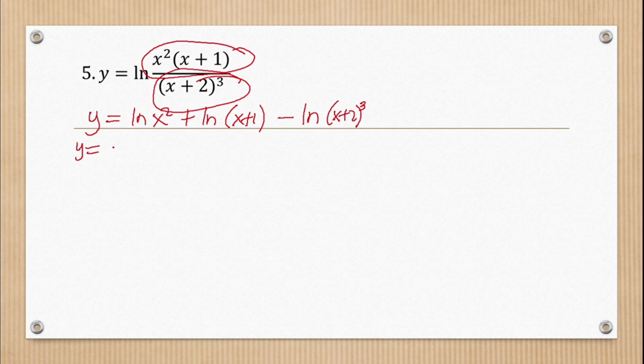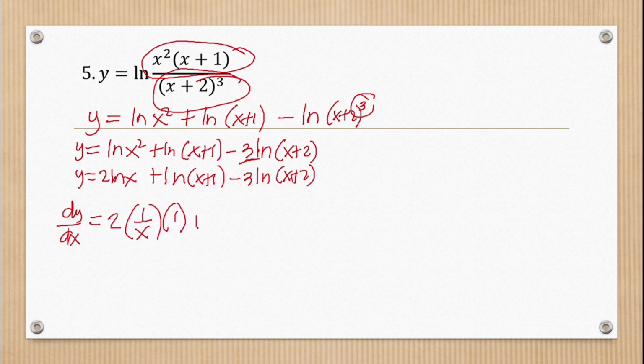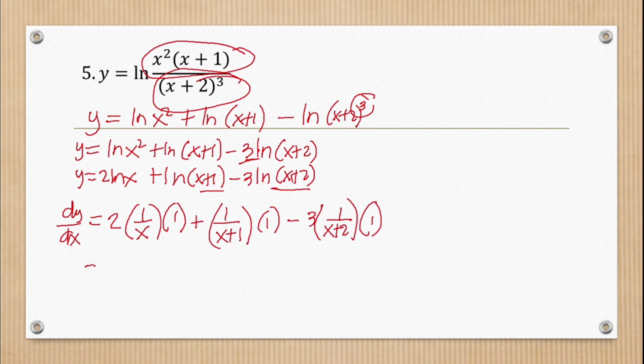So we have to simplify again: ln x squared plus ln of x plus 1 minus 3 ln of x plus 2. The exponent will be here. And y is equal to 2 ln x plus ln x plus 1 minus 3 ln of x plus 2. So take the derivative of this part: dy over dx is equal to 2 times 1 over x times the derivative of x, which is 1, plus 1 over x plus 1 times the derivative of u, which is 1, minus 3 times 1 over x plus 2 times the derivative of this part, which is 1. So therefore, we have 2 over x plus 1 over x plus 1 minus 3 over x plus 2.